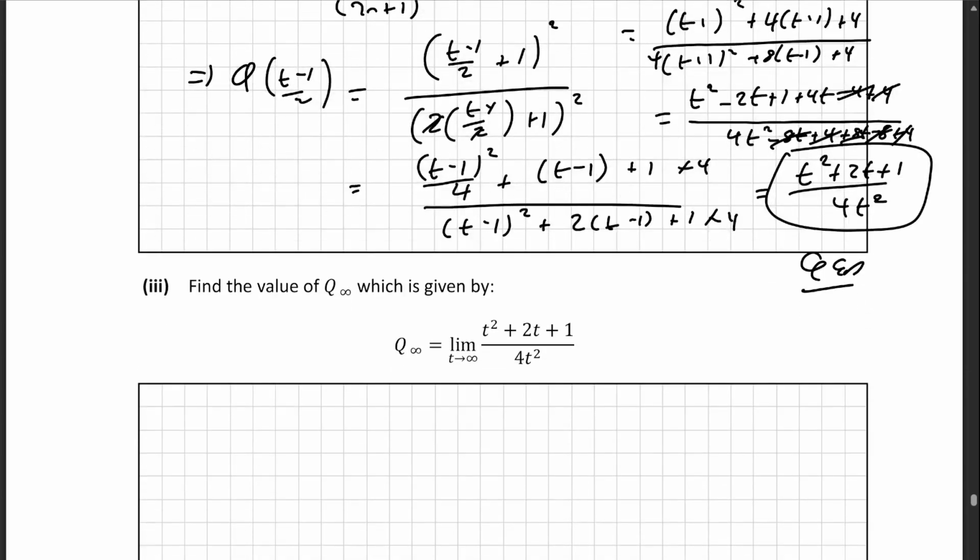Okay, find the value of q infinity, which is given by the limit as t approaches infinity of t squared plus 2t plus 1 over 4t squared. Because this is a rational function of two of the same power, we can just take the coefficients of the highest power and we just get a quarter.